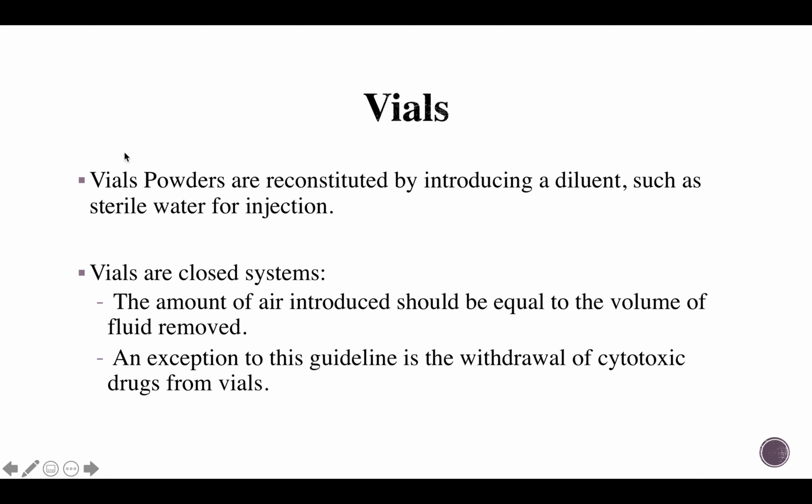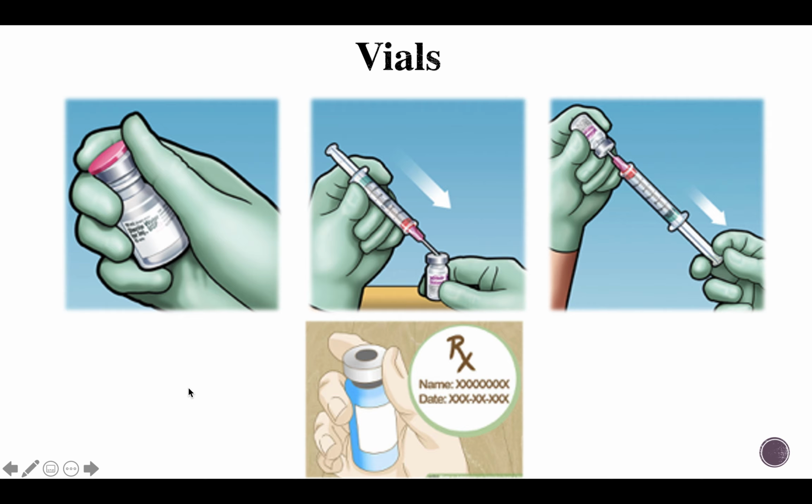Vials. Vial powders are reconstituted by introducing a diluent, such as sterile water for injection or any other compatible diluent, of course. Vials are a closed system. The amount of air introduced should be equal to the volume of the fluid removed. It will be illustrated later. An exception to this guideline is the withdrawal of cytotoxic or chemo drugs from vials.